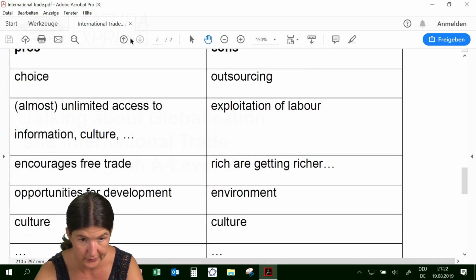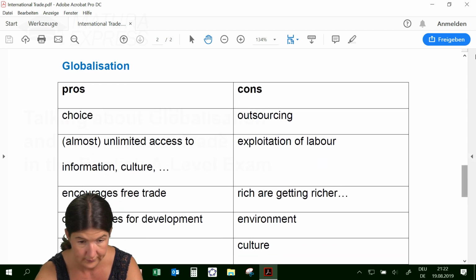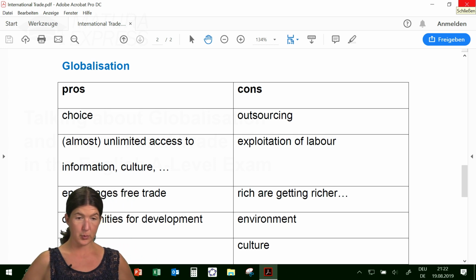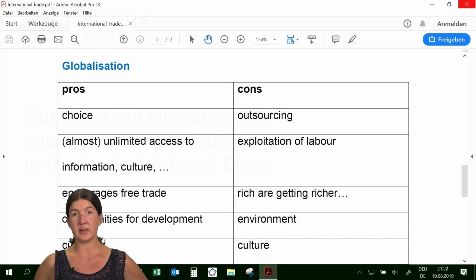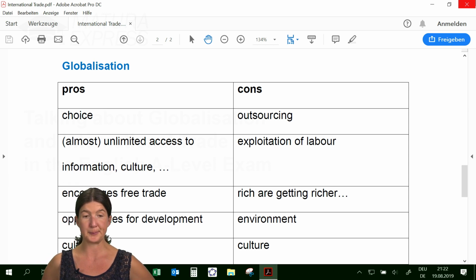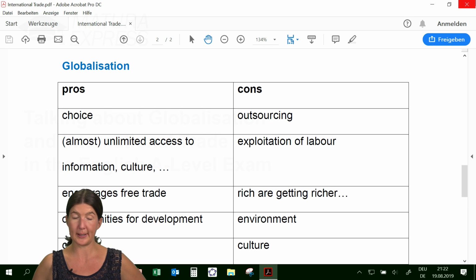Globalization, last point. I tried to come up with some pros and cons. Let's start with the pros. We have a lot more choice because of globalization nowadays. Everything has become more international. Because of the internet, we also know what goods and services and stuff other countries have. We can order them online.